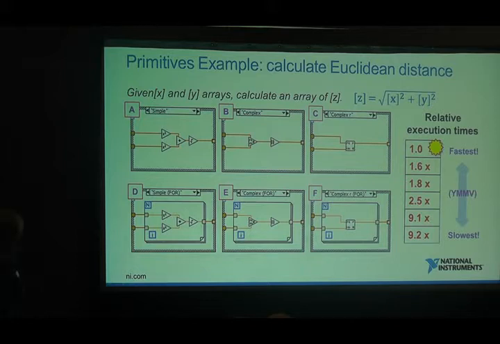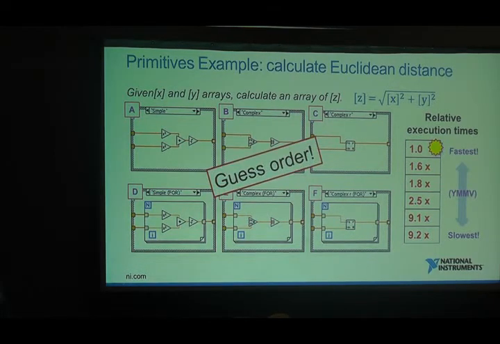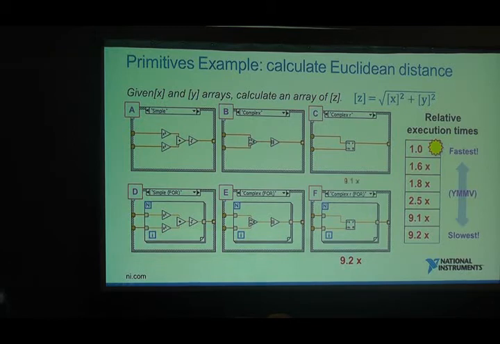Okay. You guys don't know anything. Okay, guess the order.